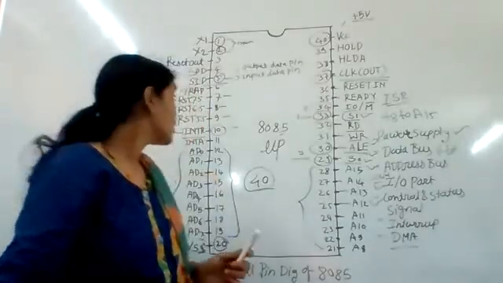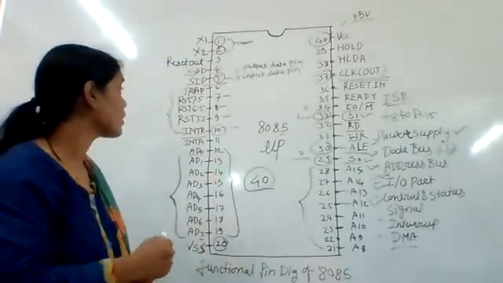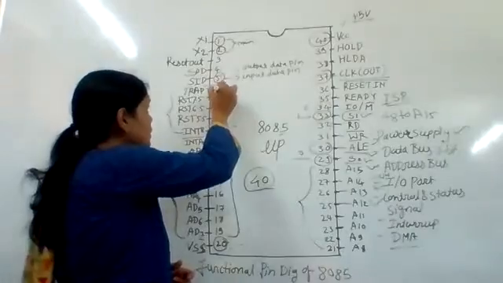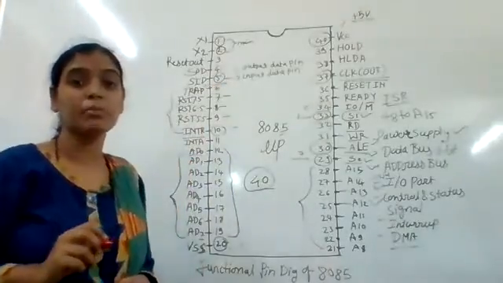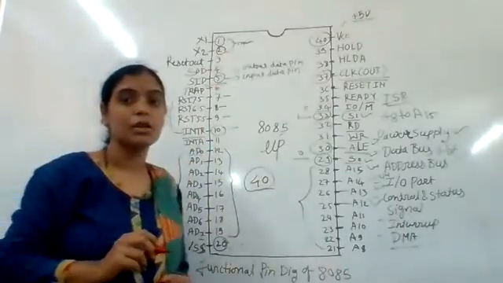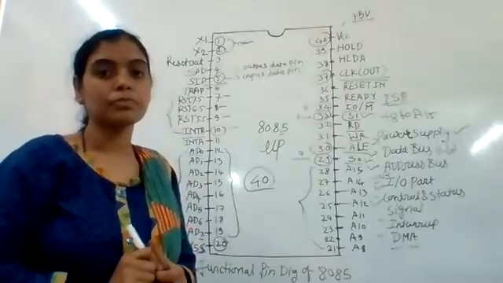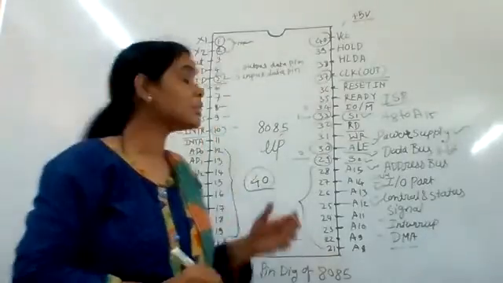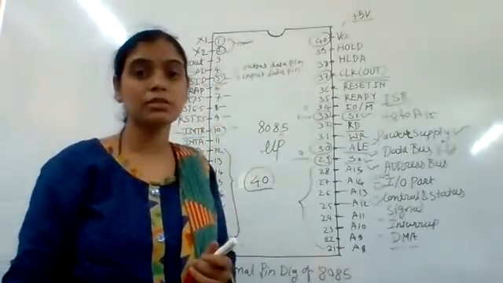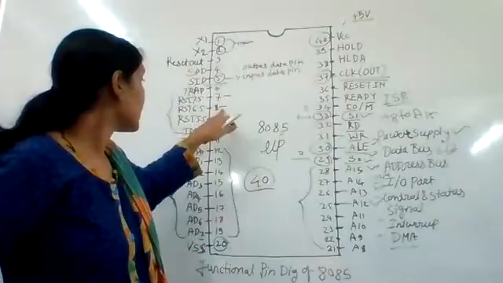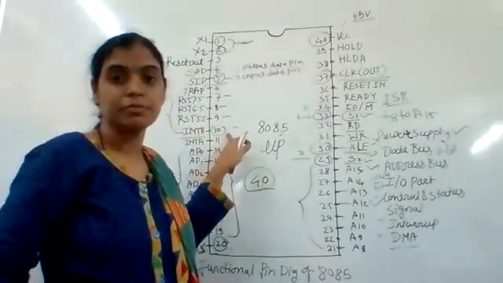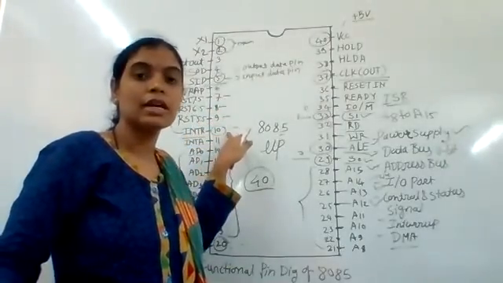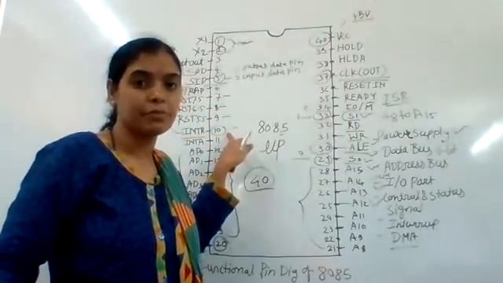Now, in this interrupt section, firstly we see pin number 6, that is reset pin number 6, then 7, 8, 9 and 10. These are the interrupt pins.